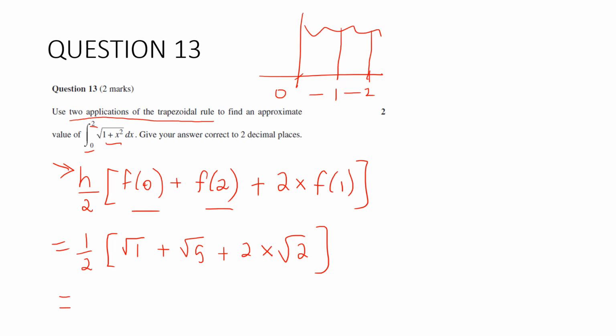And putting that in the calculator, what are we going to get? 0.5 times open bracket 1 plus root 5 plus 2 times root 2, close my brackets, and I get 3.03224, which to 2 decimal places is 3.03.